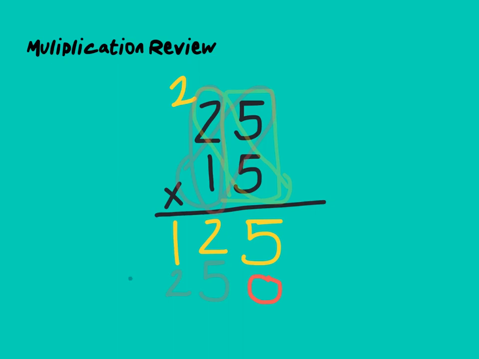And my final step is to add both of these numbers. So I would get 5, 7, and 3, and my answer is 375.